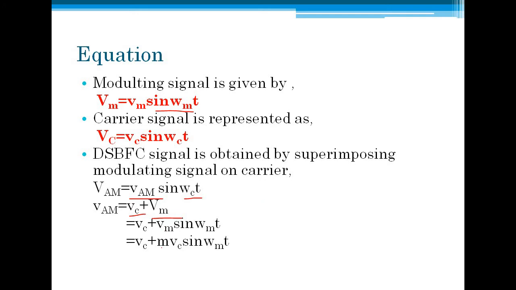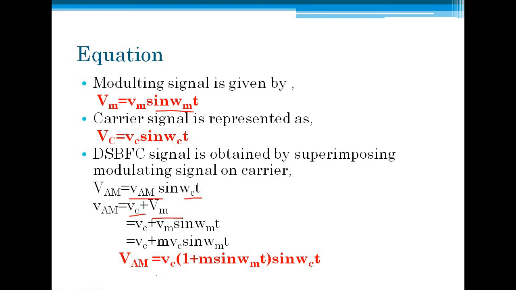So this Vm gets replaced by m Vc. Vc remains as it is. This Vm is replaced by mVc sine omega mt. Now finally we are putting the value of VAM in the final equation. So VAM is equal to, putting this value, Vc plus mVc sine omega mt multiplied by sine omega ct.